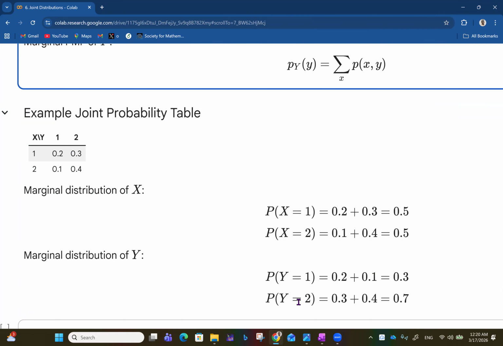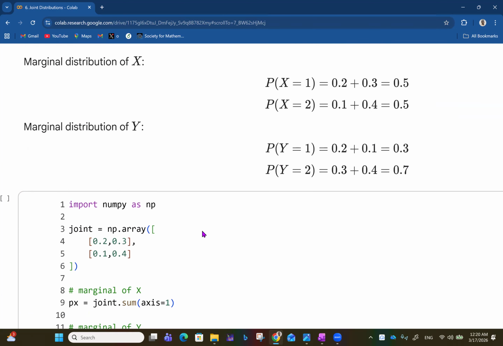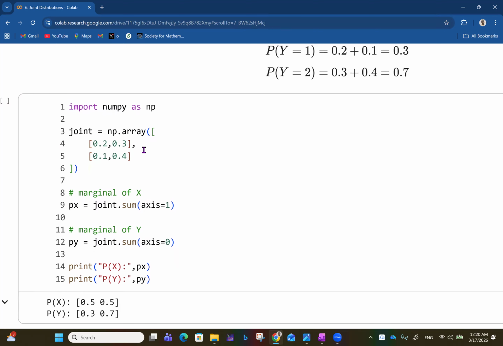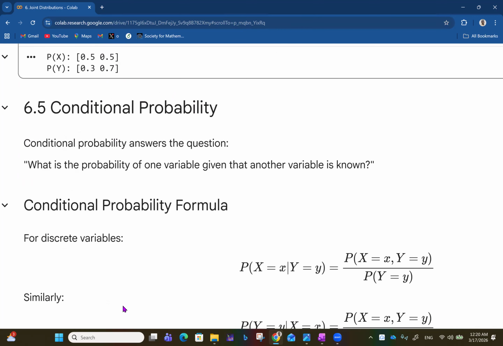Probability that y is equal to 2 is 0.3 plus 0.4, which is 0.7. So this is the joint probability table, and from that we can extract our marginal distribution. We can also simulate this with Python, and this is the setup right here. For x, you get 0.5, 0.5, and for y, 0.3, 0.7, to establish what we got right there.